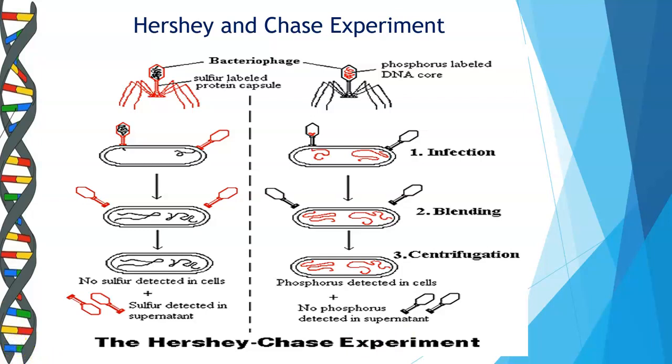In other words, after infection, radioactivity for phosphorus and sulfur was tested. Only radioactive phosphorus was found inside the bacterial cell, indicating that the DNA is the genetic material and the bacteriophages inject their genetic material into the bacterial cell. Thus, this Hershey and Chase experiment gave the final evidence to prove that the DNA is the genetic material or the transforming principle that Griffith spoke about in his first experiment, and thus led to the discovery of DNA as the genetic material.